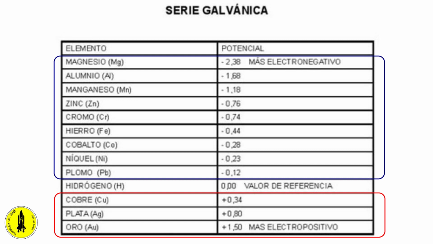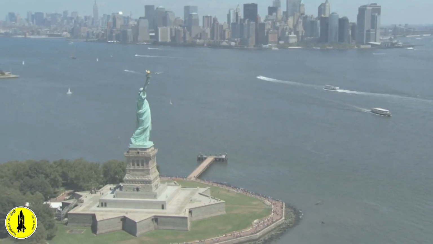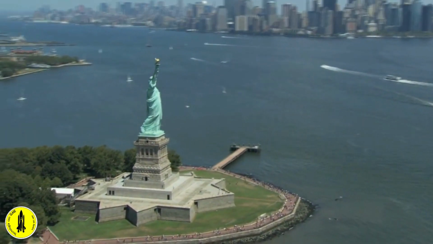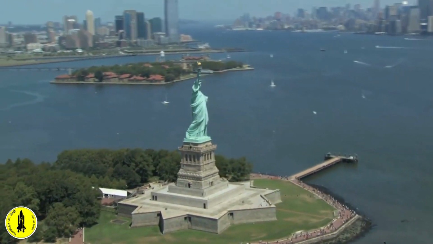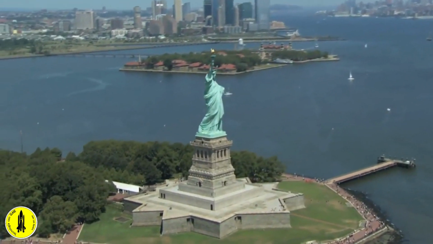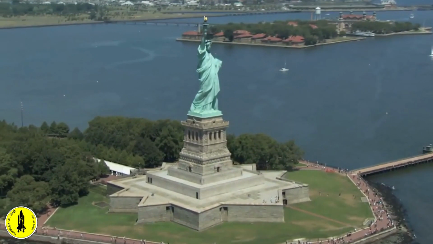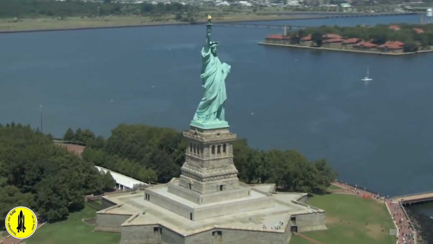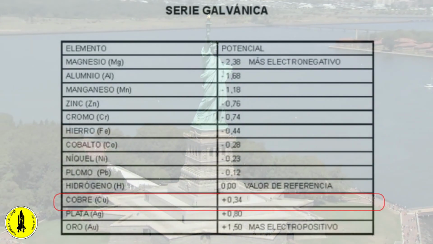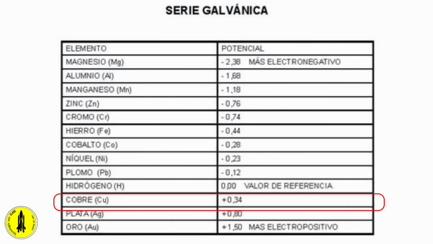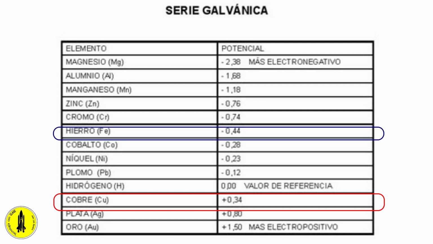An example of this is the case of the Statue of Liberty. This monument has an iron frame covered by a copper skin. The outside part, the statue itself, is made of copper, and the internal structure, which keeps it standing, is made of iron. As we saw in the previous table, copper has a potential of 0.34 and iron of -0.44. If the iron is touched, it would undergo galvanic oxidation.